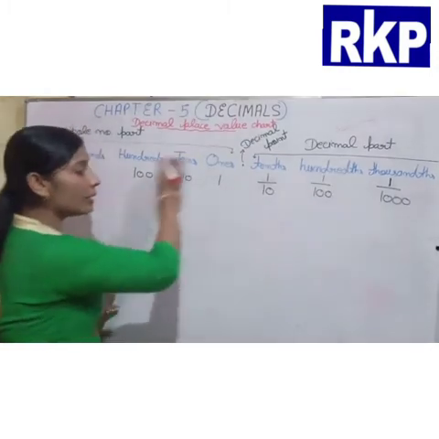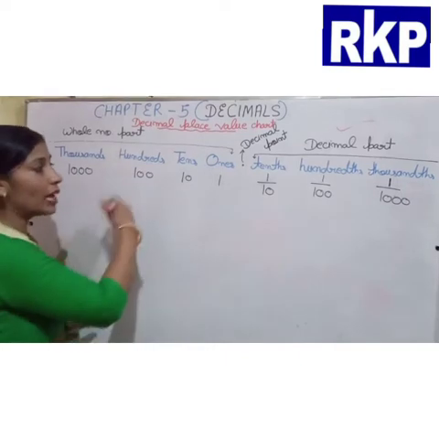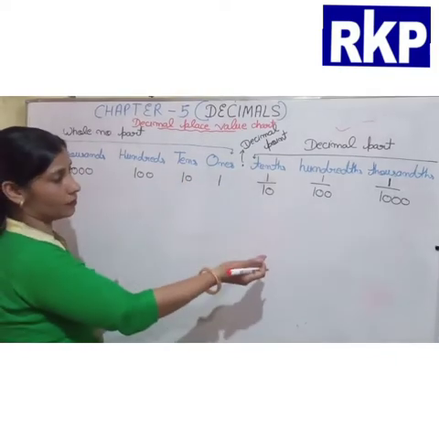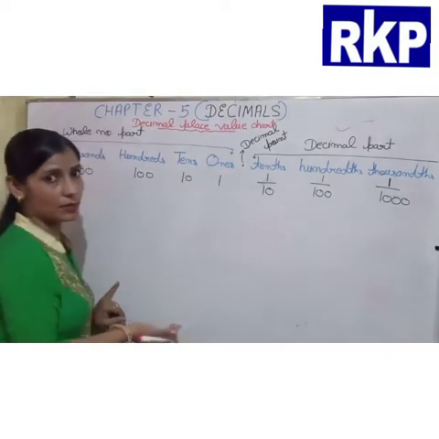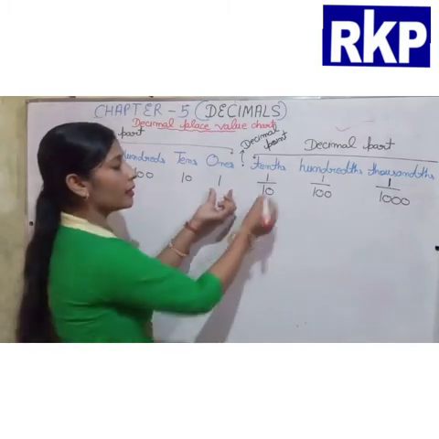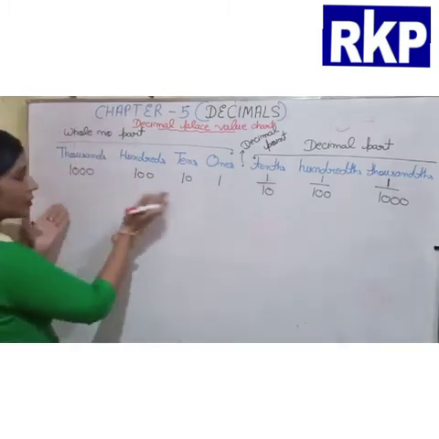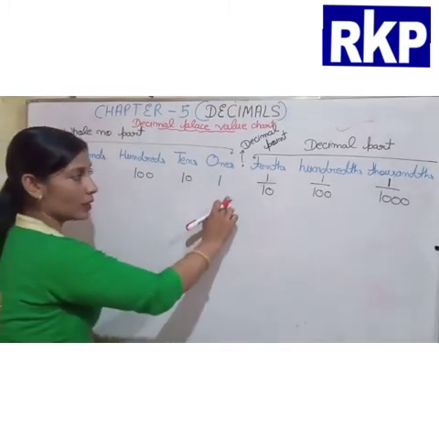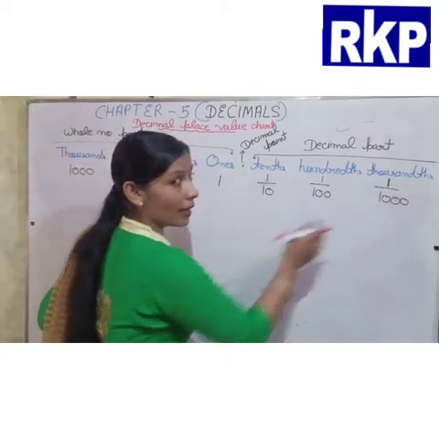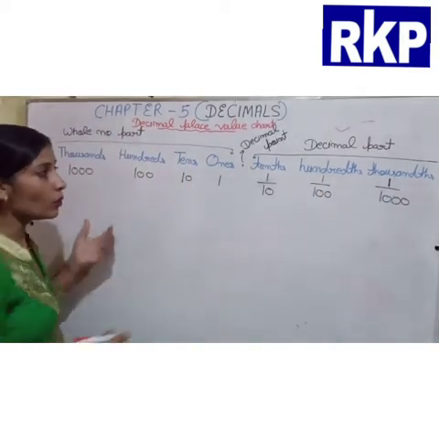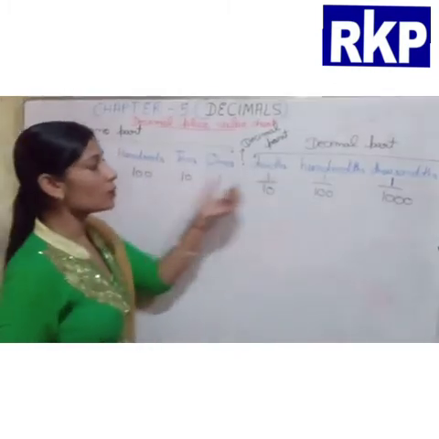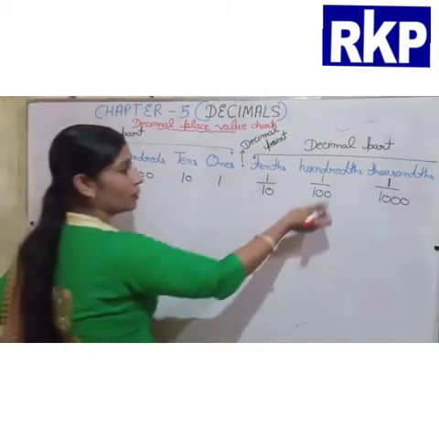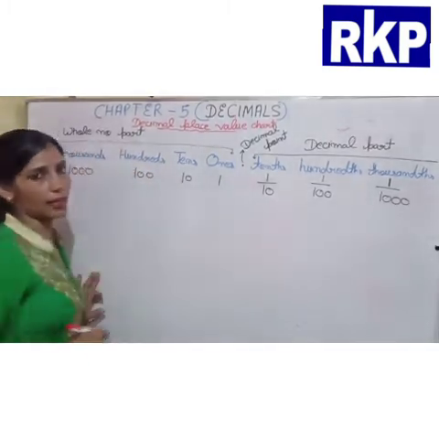Means values are increasing 10 times. But when we move from left to right, values are decreasing 10 times. Because here we have 1 and here we have 1 by 10, and we can see here also, here we have 1000 and here 100, 10, 1, 1 by 10, 1 by 100, 1 by 1000. So when we move from right to left, values are increasing 10 times, and when we move from left to right, values are decreasing 10 times.